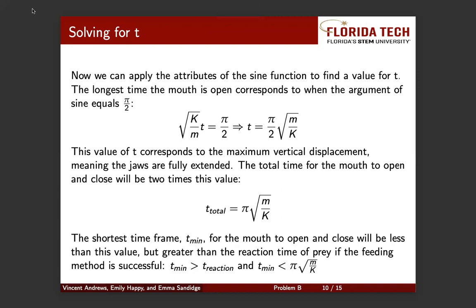Setting the argument equal to pi over 2 yields the t value of pi over 2 times the square root of m over k, where k's are force constants. And this value of t corresponds to the maximum vertical displacement, meaning the jaws are fully open. And to get the total time for the mouth to open and close, we can multiply this value by 2, giving the total time to be pi times the square root of m over k. And an estimate of the shortest time frame for the mouth to open and close will be less than the Tmax value, but it will also be greater than the reaction time of the fish if the feeding method is to be successful.